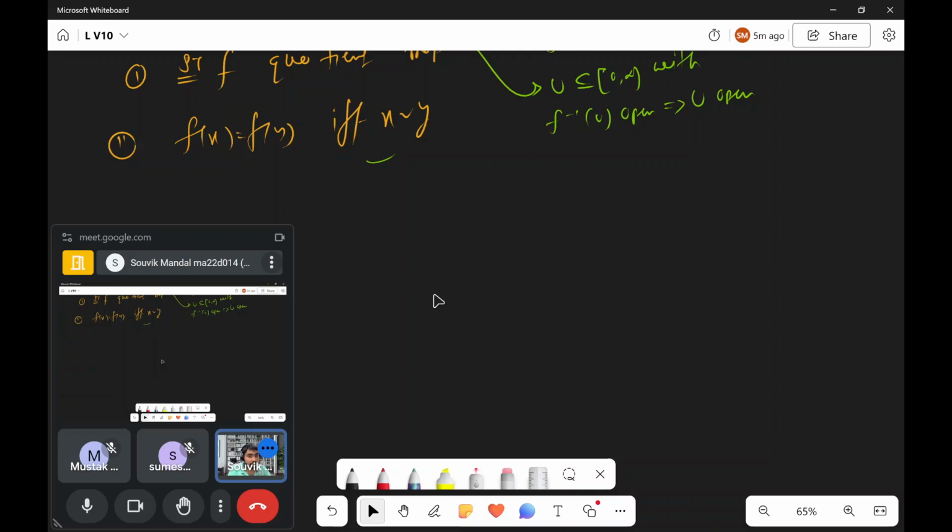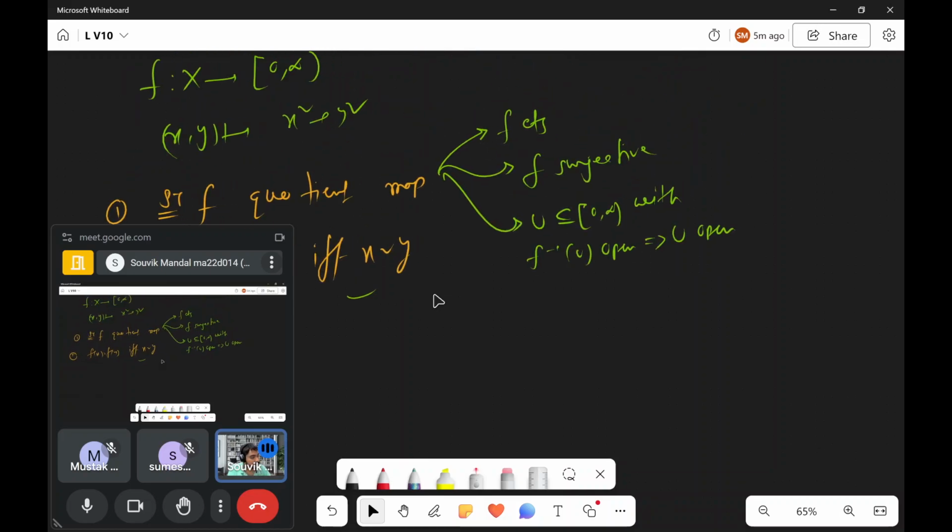So first of all, observe that f is continuous, this is very much clear. f is surjective, this is very much clear. f(x) equal to f(y) if and only if x equal to y, this is very much clear. Only to show that U subset of [0, infinity) with f inverse of U open implies U is open. This is what needs to be shown separately.